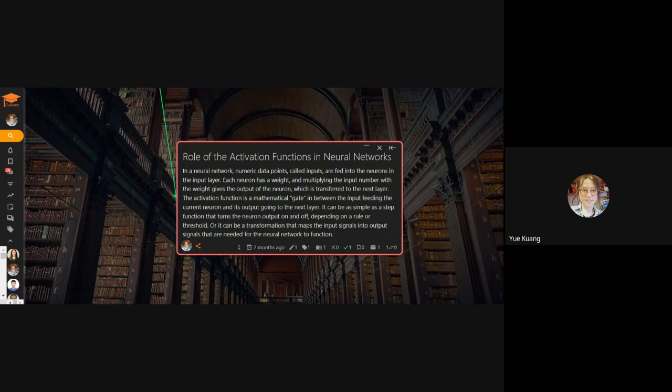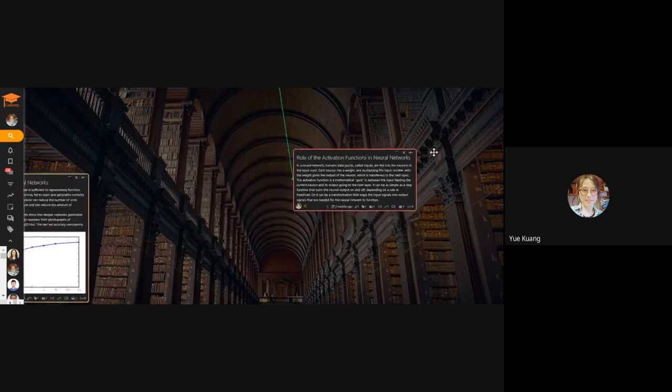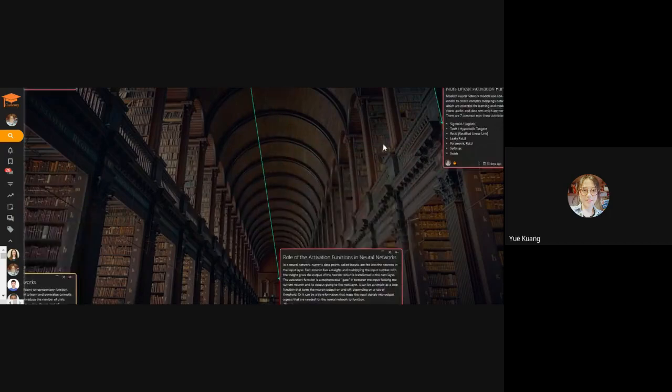The activation function is a mathematical gate in between the input feeding the current neuron and its output going to the next layer. It can be as simple as a step function that turns the neuron output on and off, depending on a rule or threshold, or it can be a transformation that maps the input signals into output signals that are needed for the neural network to function. There are a lot of types of activation functions.